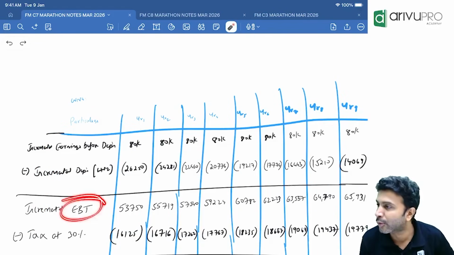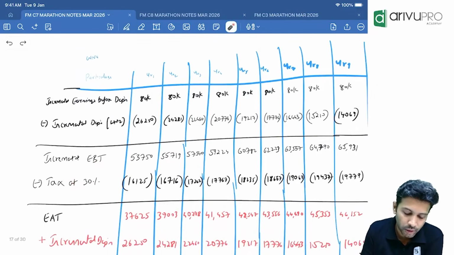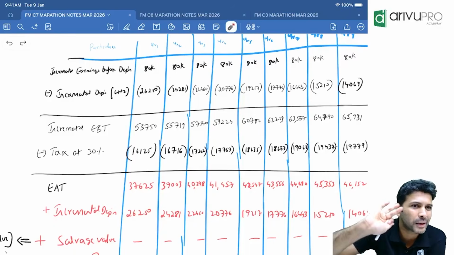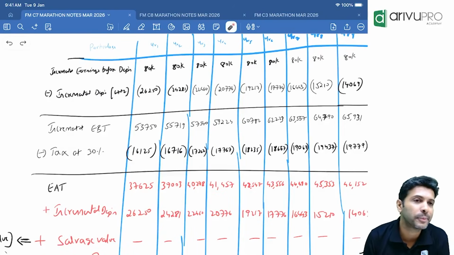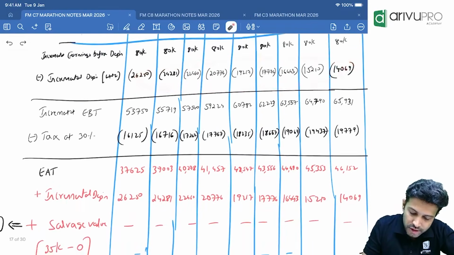So this is earnings before tax. From this, what are we going to do? Reduce tax. What are we going to get? Earnings after tax. These are simple numbers. It's okay, right? Simple calculations. And now 5 adjustments. Tell me people, what are those 5 adjustments? Add back depreciation. Whatever depreciation you reduced here, add it back here.